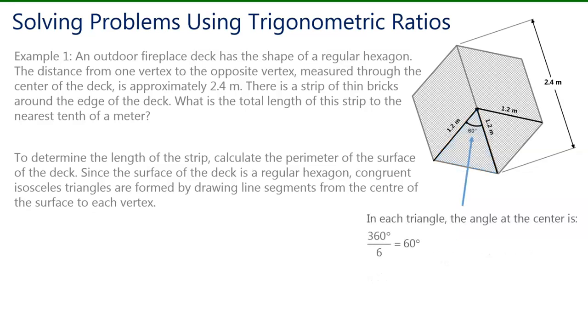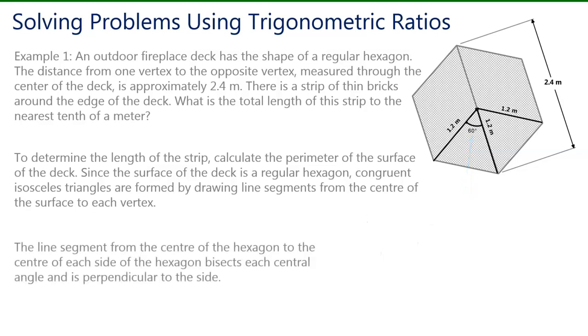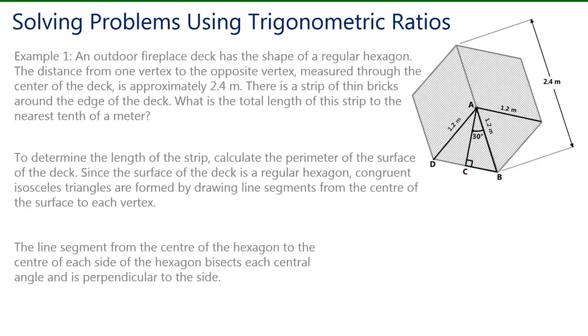In each triangle, the angle at the center is 360 degrees divided by 6, so it's 60 degrees. The line segment from the center of the hexagon to the center of each side of the hexagon bisects each central angle and is perpendicular to the side. We end up with a triangle as so. Triangle ADB, but inside that we have triangle ACB.